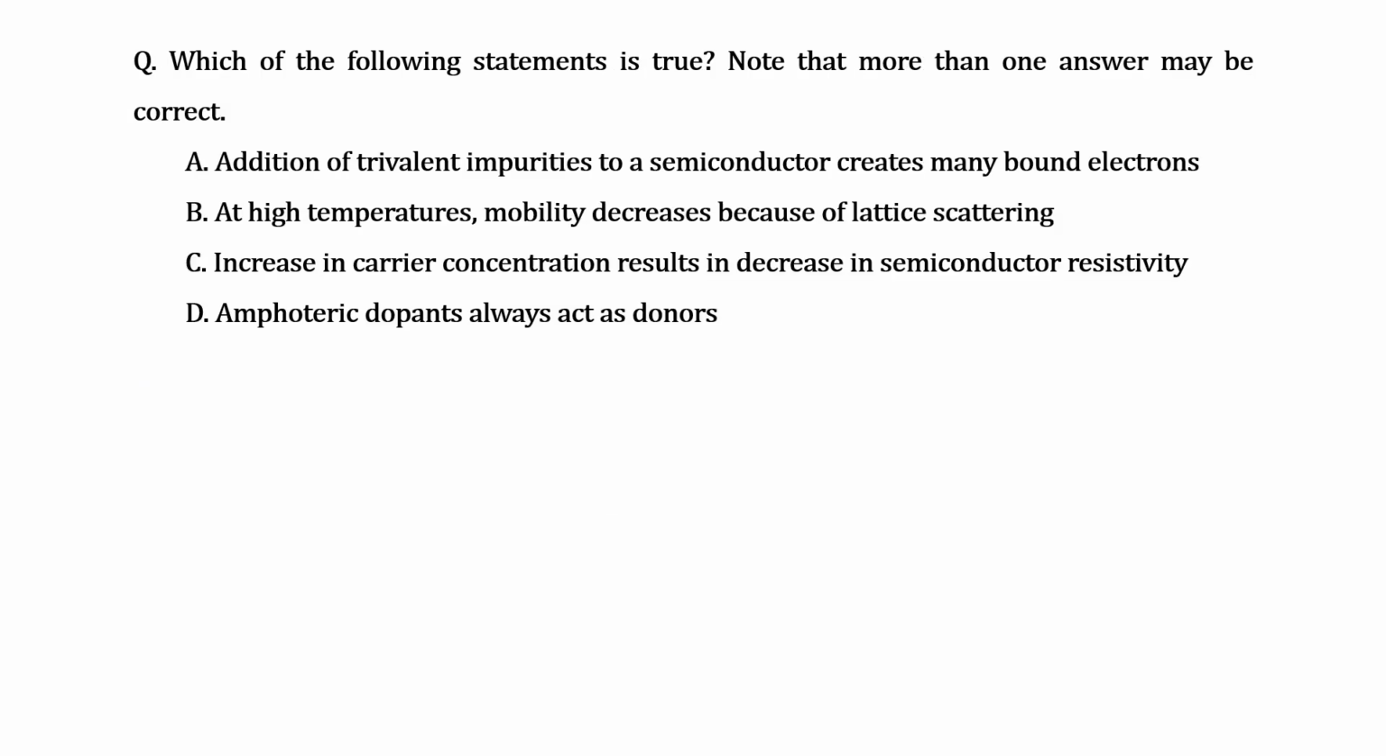So next is, which of the following statements is true? Note that more than one answer might be correct. So first is, addition of trivalent impurities to a semiconductor creates many bound electrons. At high temperature, mobility decreases because of lattice scattering. Increase in carrier concentration results in decrease in semiconductor resistivity. Amphoteric dopants always act as donors. So they are asking which of the following statements is true, and they have themselves mentioned that more than one answer will be correct. So you have to find out of these which statements are true.